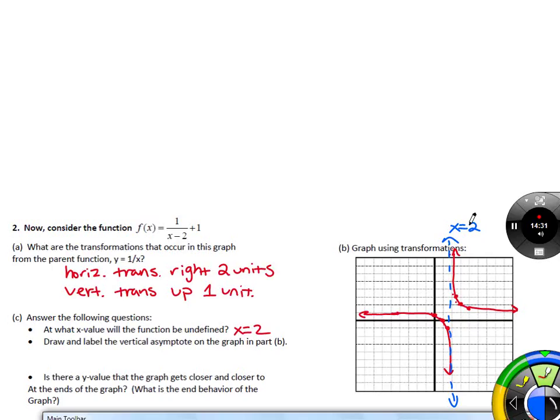Is there a y value that the graph gets closer and closer to at the ends, or what is the end behavior? So a small reminder about notation for the end behavior. Even though it's for this bottom question, I'm just going to write it right here because it's a little bit easier to see. For end behavior, we said we do the limit as x goes to -infinity of f of x, and write what that equals, and the limit as x goes to positive infinity of f of x, and we write what that's equal to.